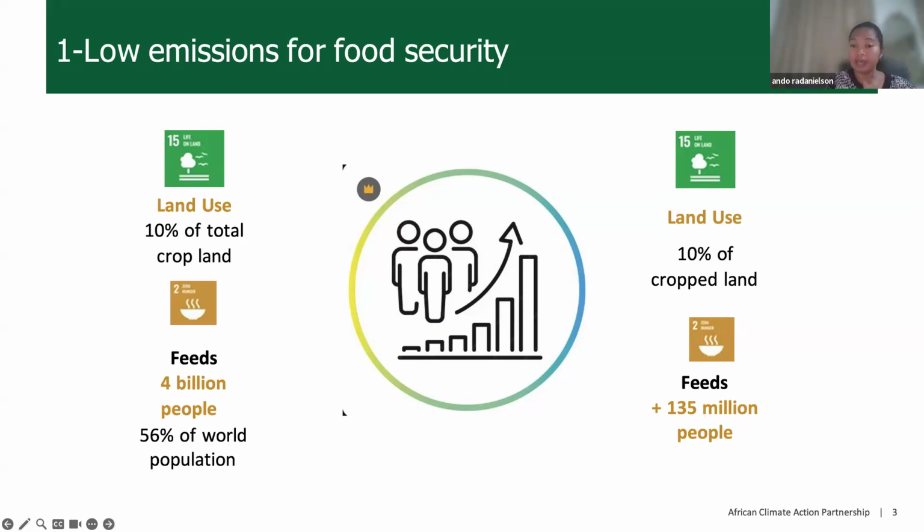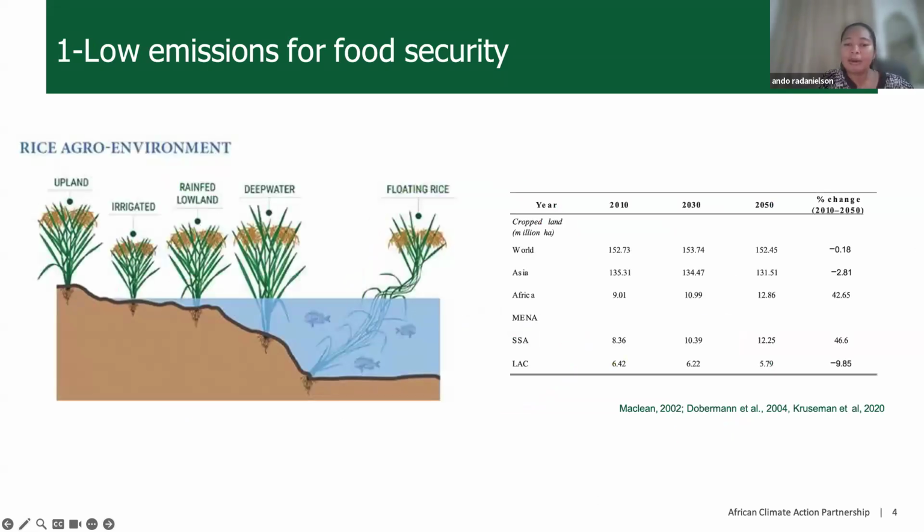Fortunately, I don't know if I can say fortunately or unfortunately, but I think it's fortunately, most of these needs may come from Africa. But Africa is also the only region, as you can see here in this table, where we may have opportunities to increase rice areas for production. In the rest of the world, Asia, the Middle East, Latin America, we will have reductions of the arable land for production by 2050. But in Africa, we will have an opportunity for increasing arable land for production.